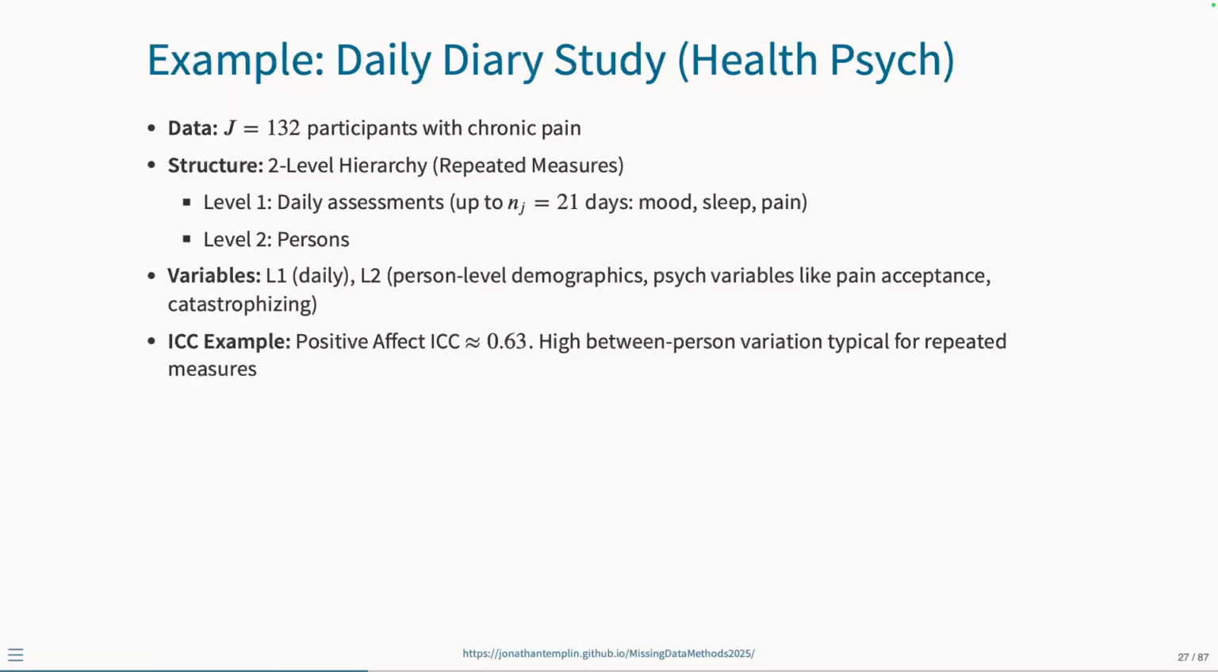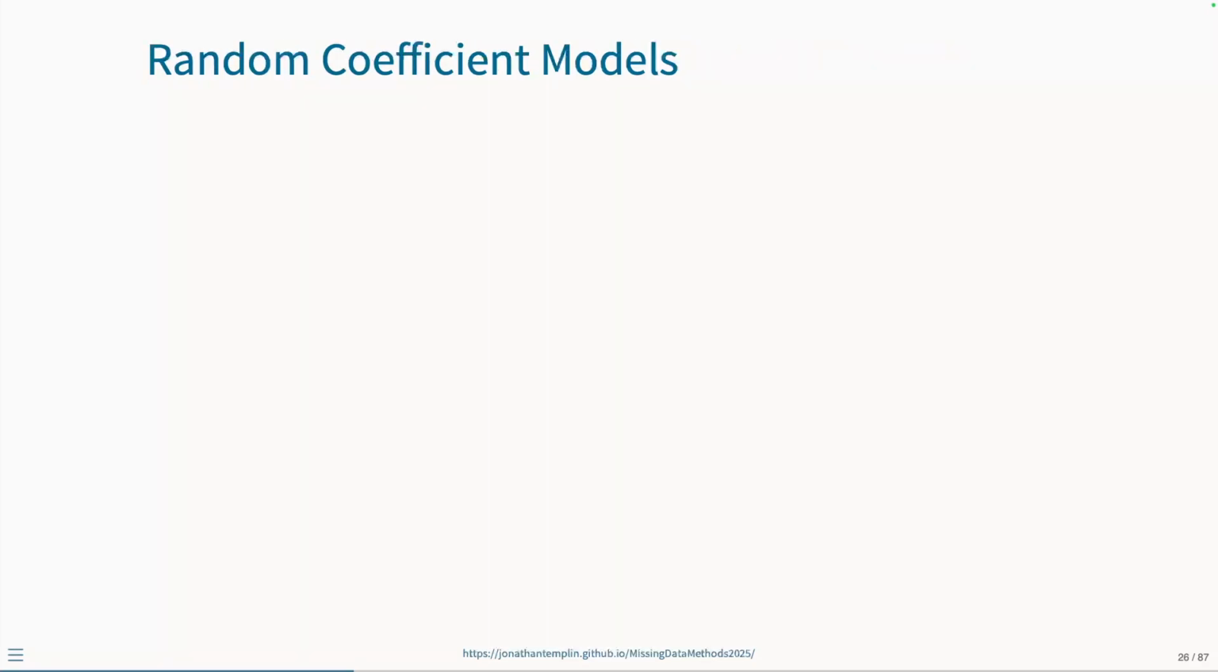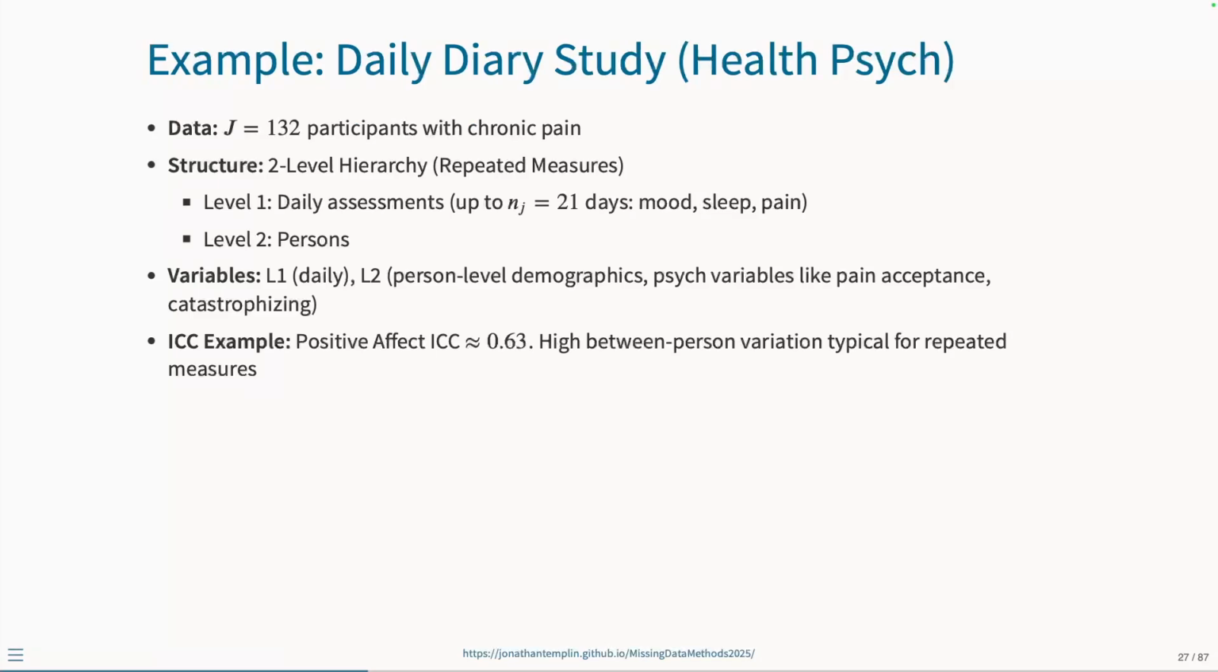Let's talk about random coefficient models, in this case, random slopes. This is an example from a daily diary study from Health Psych, where there were 132 patients with chronic pain, and they had them report about their pain multiple times a day. You've seen this design before, right? So now we have observations nested within person. We have actually observations nested within time versus in person, or person within time, depending on how you think about it. So we have daily assessments up to 21 days about mood, sleep, and pain, and then we have level two for being persons.